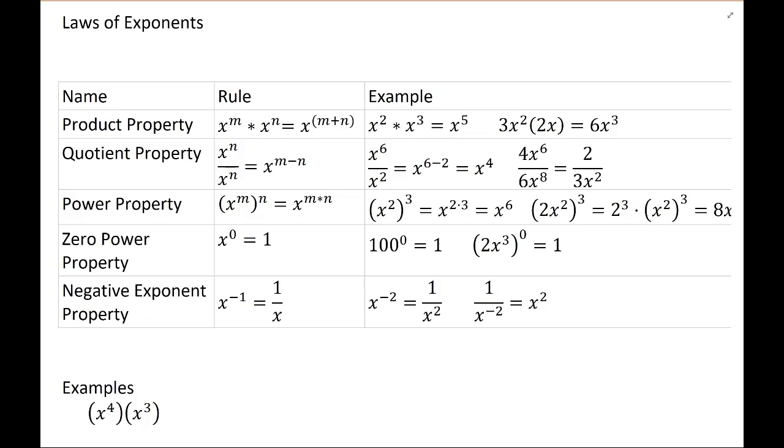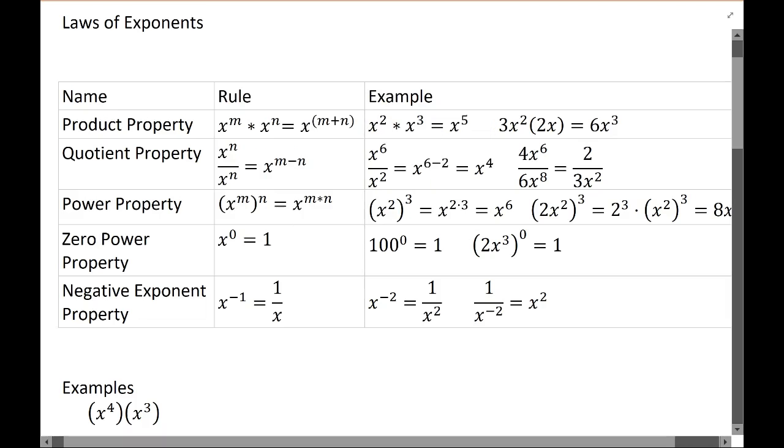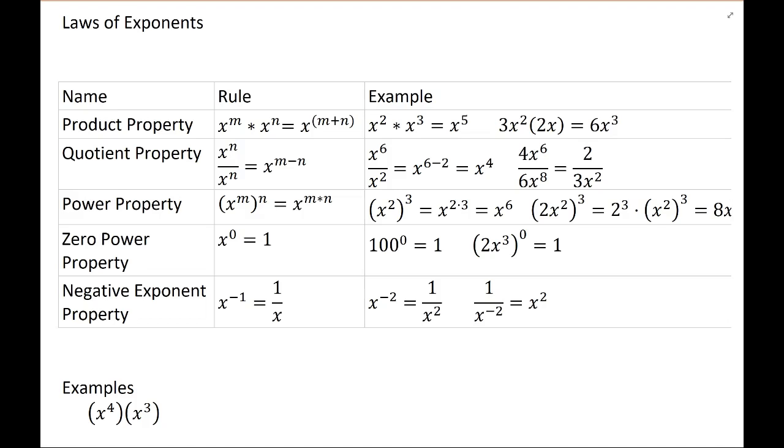If you notice, we have this grid here, and it has all of your properties, your rules, and your examples. You do need to copy this into your notes. If you'd like to, you can pause the video so you have an opportunity to copy this down. But I'm going to go ahead and begin explaining or going through all of the examples, and then we'll have some examples that you can practice on your own, or you can just follow along as we do them.